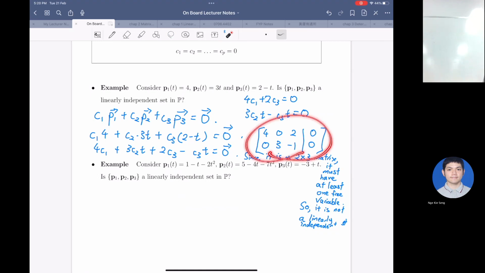You don't need to solve it, but if you want to see the relation between these 3, you can solve it. Otherwise, you can just say that you must have at least one free variable. Then there's a non-trivial solution to the homogeneous system, so it is a linearly dependent set. Similarly, do it for this example here. Maybe we just keep it as homework.